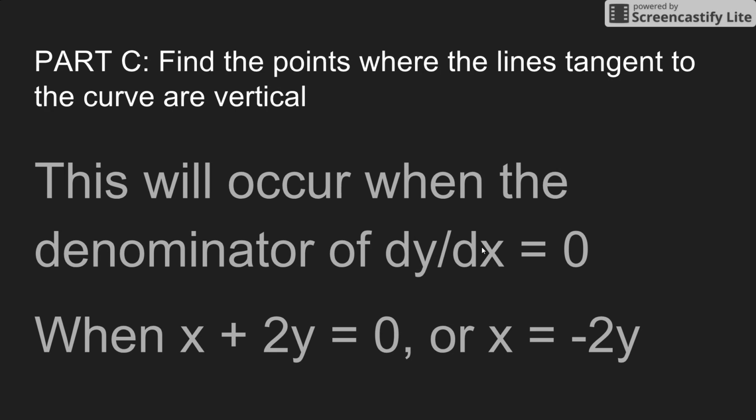For part C, we need to find the points where the lines tangent to the curve are vertical. So looking back at our equation for the slope, we know that where the lines are vertical is going to be where the slope is undefined. And that happens when the denominator is 0. And so we know that when x plus 2y equals 0, which is the denominator, the lines are going to be vertical.